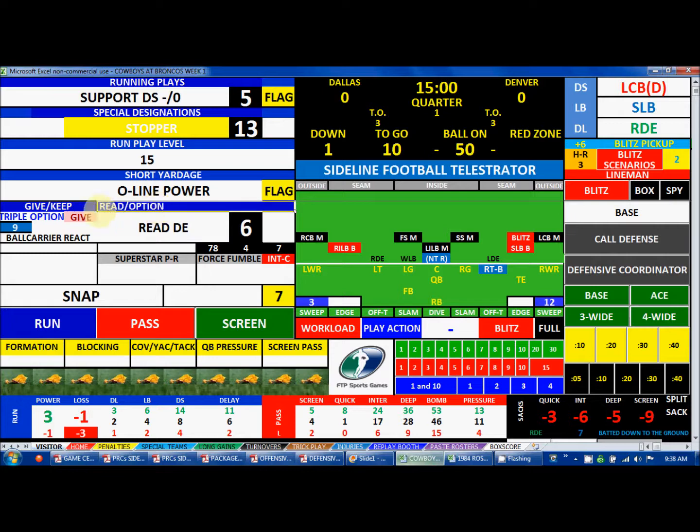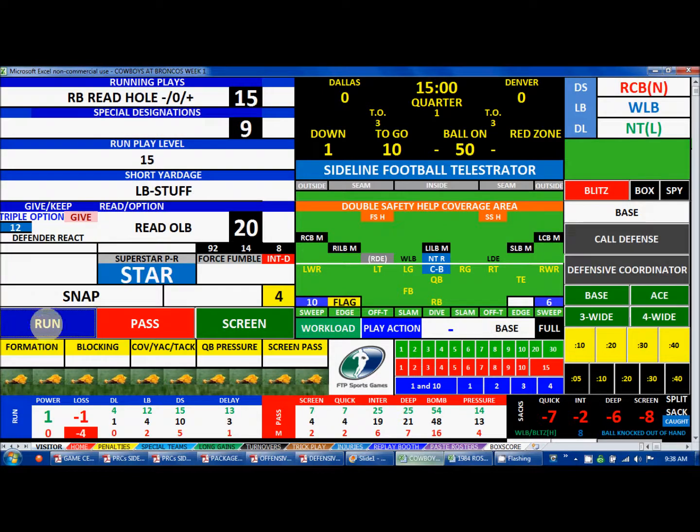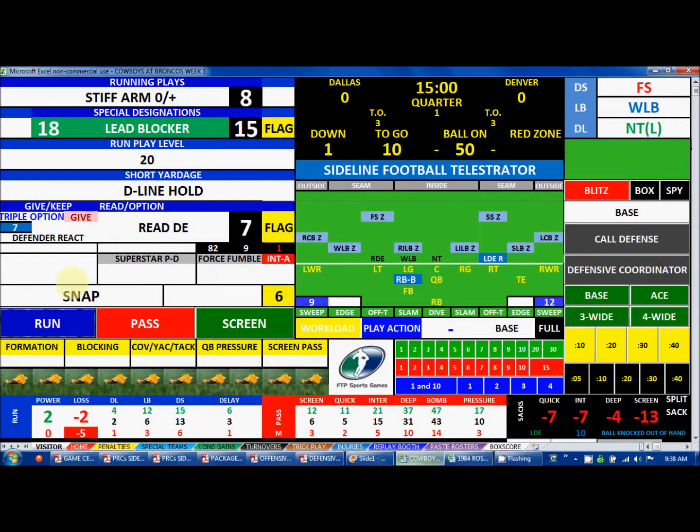The read option, and this tells you who's being read. Instead of looking at the play result card to see if it's the defensive lineman or the outside linebacker that's being read, this tells you instead who that player is. And then everything is resolved from there according to the instructions.